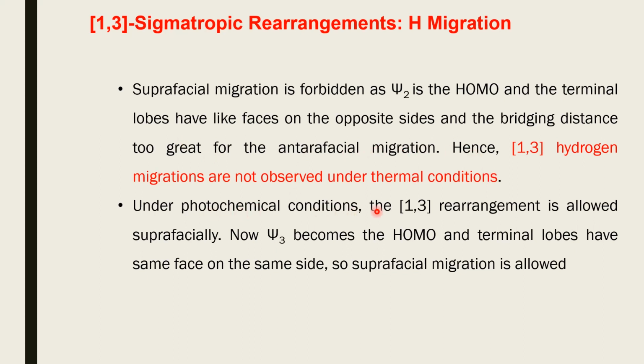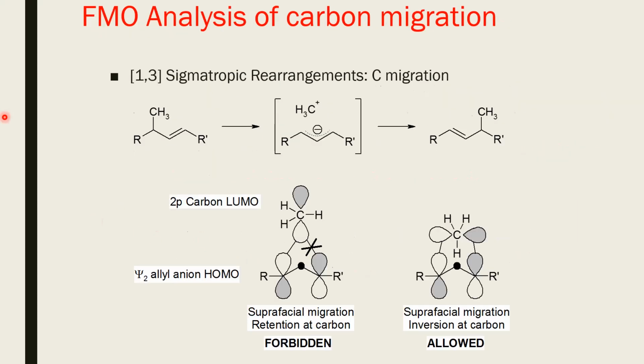However, under photochemical conditions, this would be suprafacially allowed because now Psi3 becomes the HOMO and the terminal lobes have like faces on the same side. So suprafacial is allowed. Here we are discussing the carbon-carbon migration. This bond is broken and this methyl is coming onto this carbon. Imaginarily you break this, so this becomes a methyl carbocation. This is my allyl carbanion.